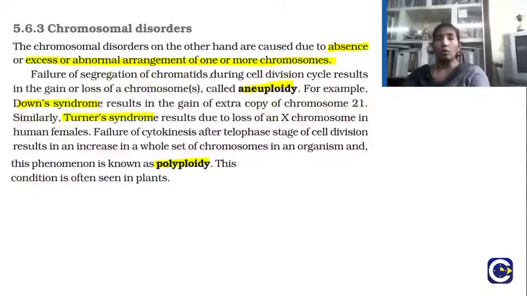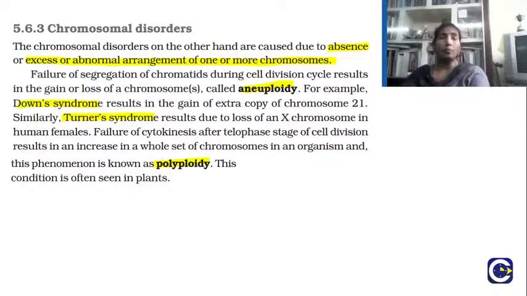So next, coming to the chromosomal disorders, I said already the change in the number of chromosomes, what we see in chromosomal disorders, it can be because of absence or excess or abnormal arrangement. When I say aneuploidy, there is failure for segregation of chromatids during the cell cycle. So there will be either gain or loss. Like I said, Down syndrome where there is extra gain of chromosome, or similarly Turner syndrome where there is a loss of X chromosome.